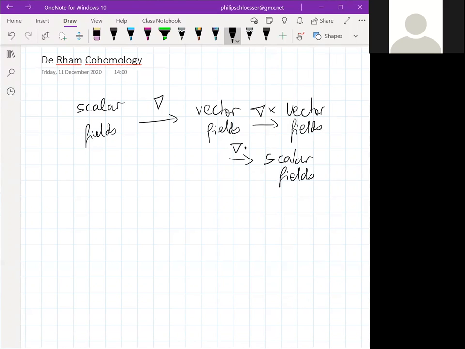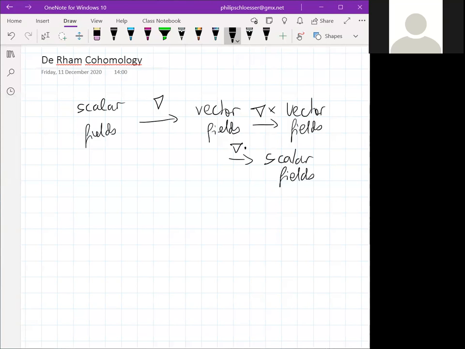And this also holds the other way around. If some vector field has 0 divergence, it can be written as the curl of another field. Or if the curl of a vector field is 0, then it can be written as the gradient of a scalar field. And this is all very nice.